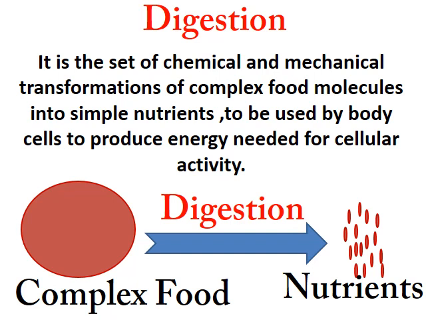So now we can go deeper into the definition of digestion. Digestion is the set of chemical and mechanical transformations of complex food molecules into simpler nutrients. These nutrients are going to be used by the body cells to produce energy needed for the activities of the cell, which is known as cellular activity.